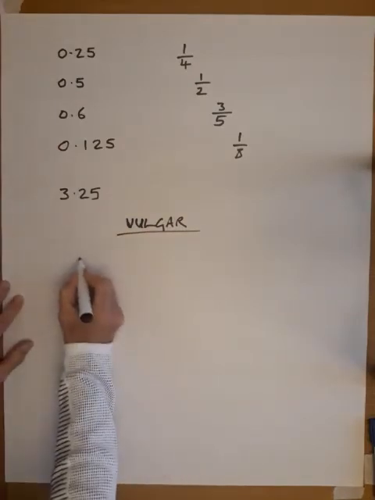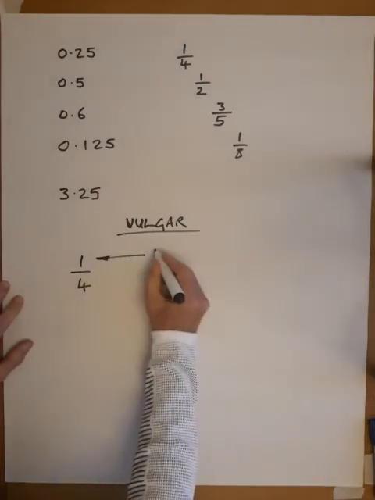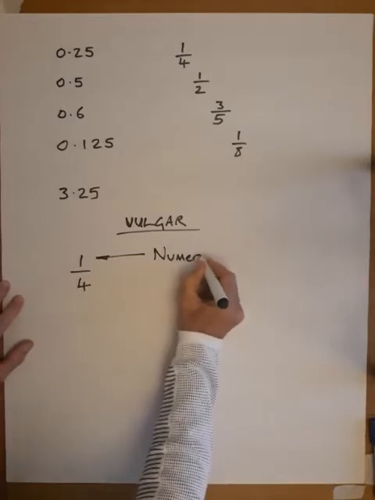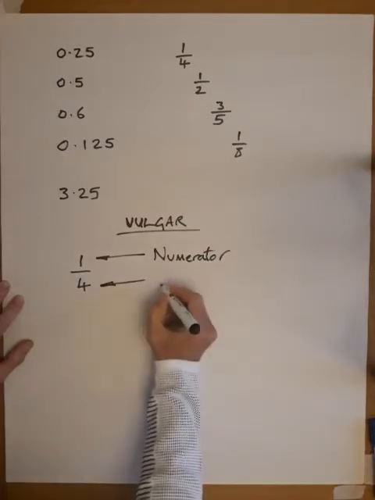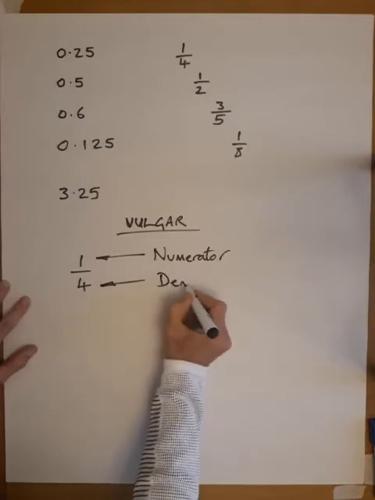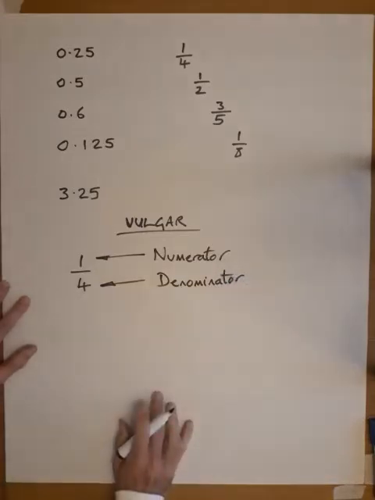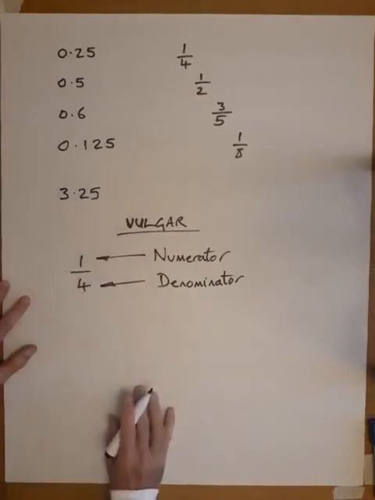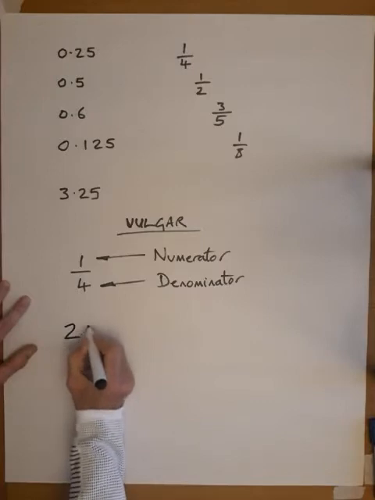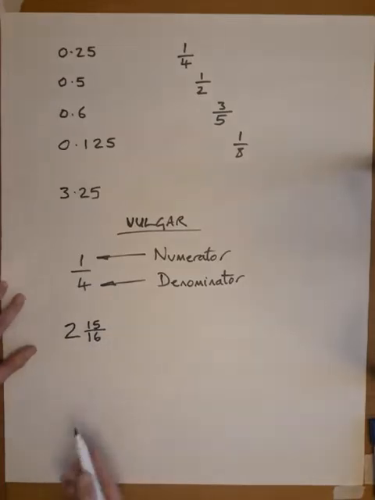So in a vulgar fraction, if we take a quarter, it has two parts. The top part is called the numerator, and the bottom part is called the denominator. We could also have mixtures of these, just like we had mixtures there. And I could have, for example, 2 and 15/16. So this is now a mixed number. Okay.